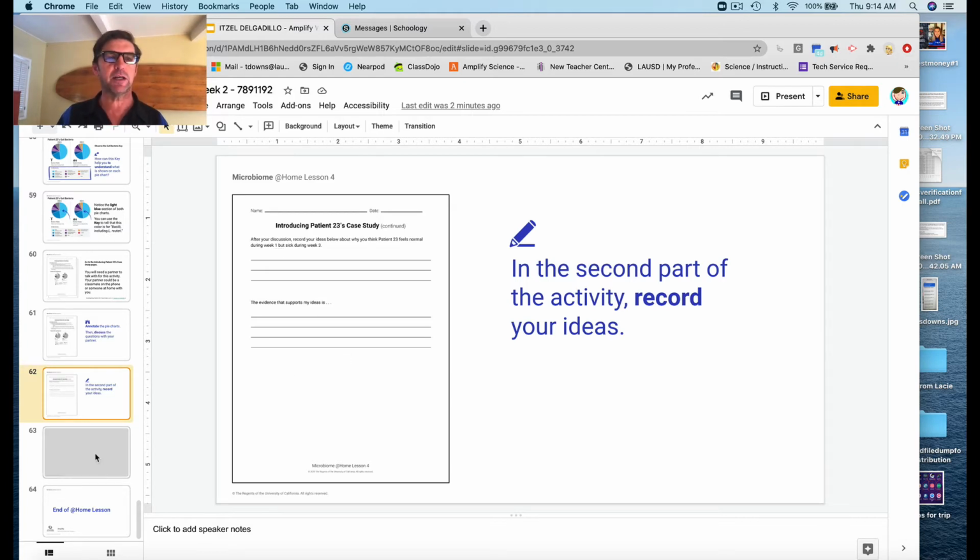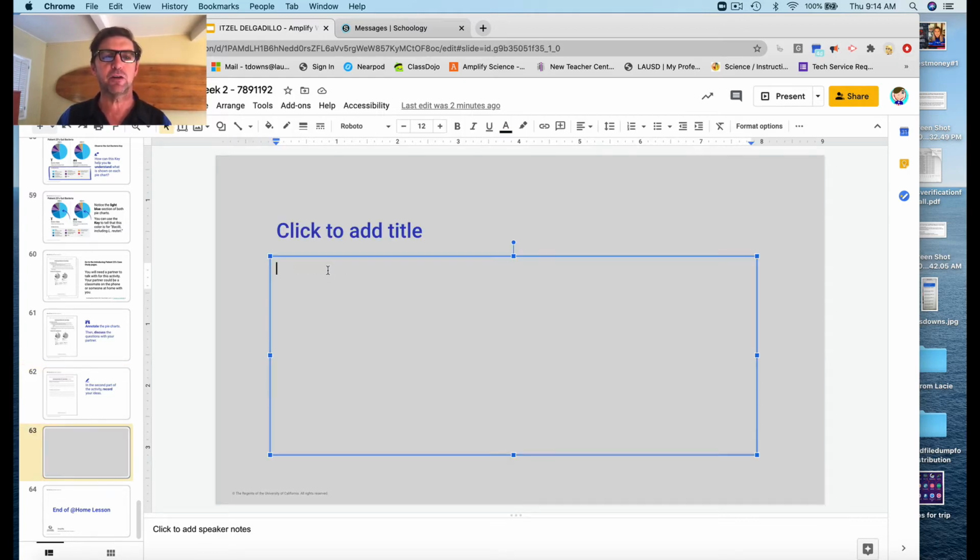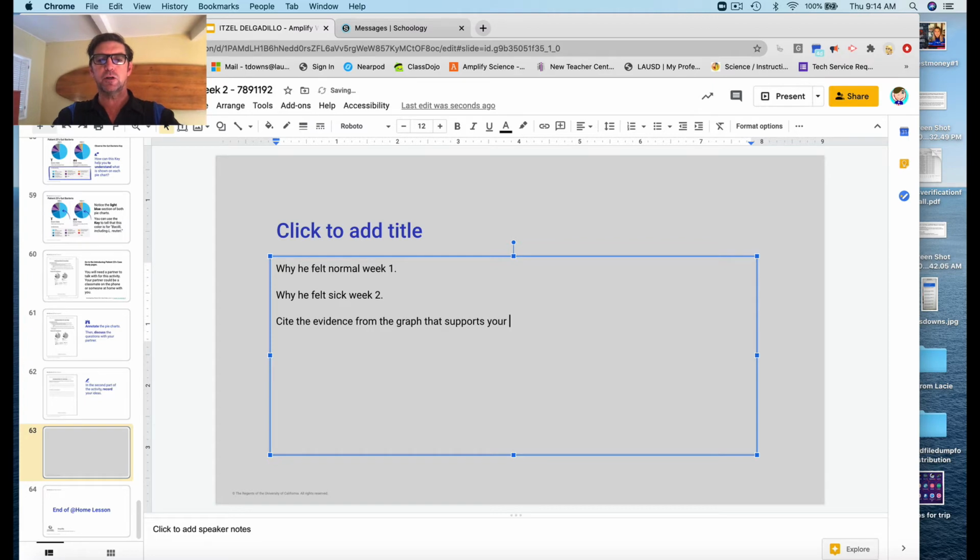But first, on this slide below here, just write your two sentences. It's actually 3 sentences. You're going to write why he felt normal, week 1. Then write a sentence why he felt sick, week 2. And you're just saying why you think he did. And then cite the evidence from the graph that supports your claim.